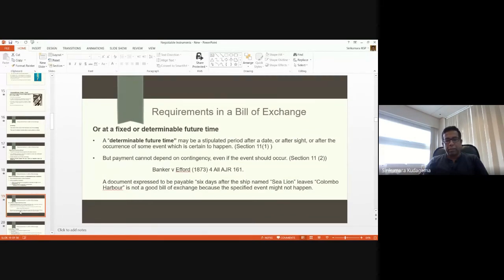But payment cannot depend on a contingency, even if the event should occur. A document expressed to be payable 6 days after the ship named Sea Lion leaves Colombo Harbor is not a good bill of exchange, because a specified event might not happen. But you can connect it to a specified event that will happen, and then the date may be a determinable future time, right?